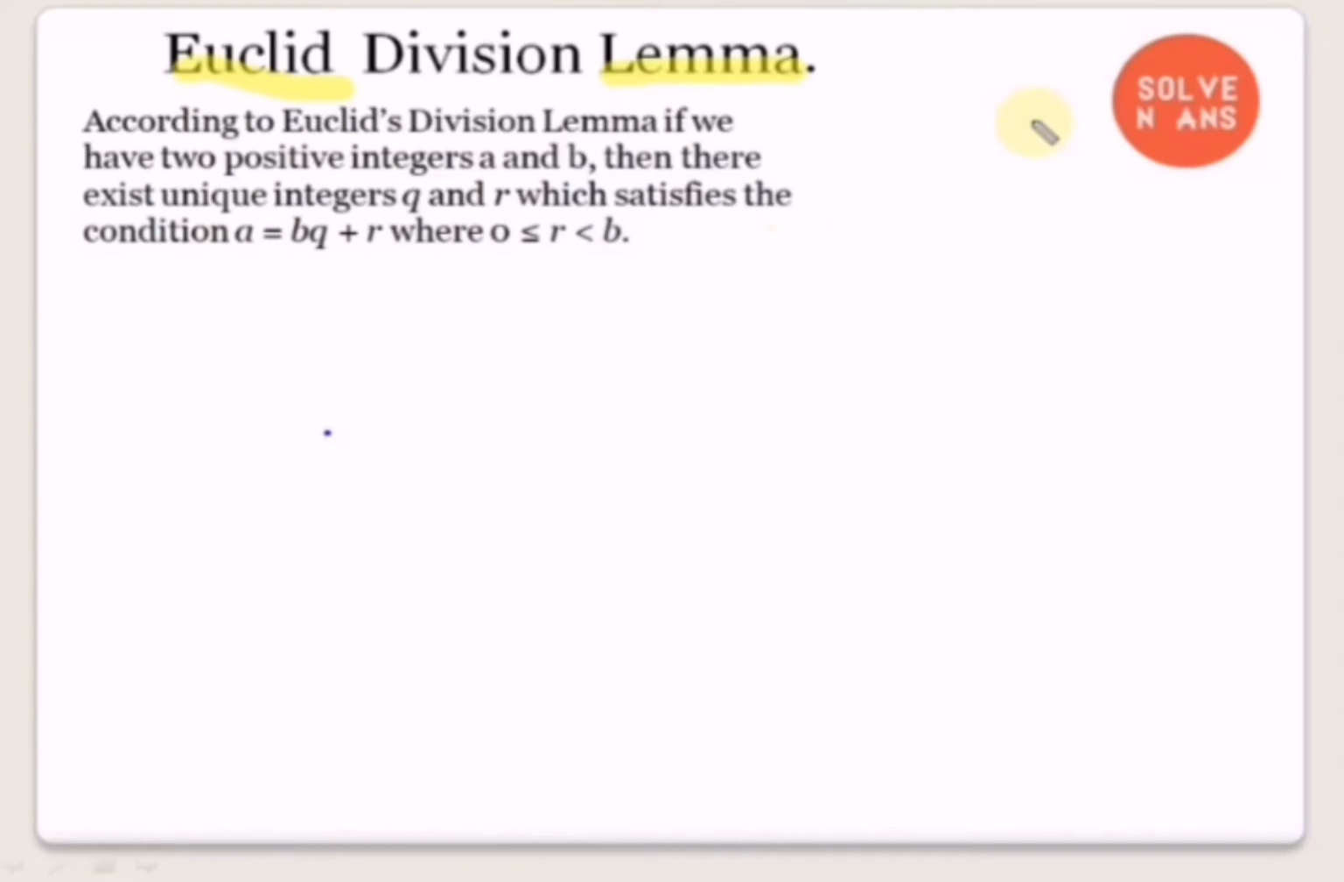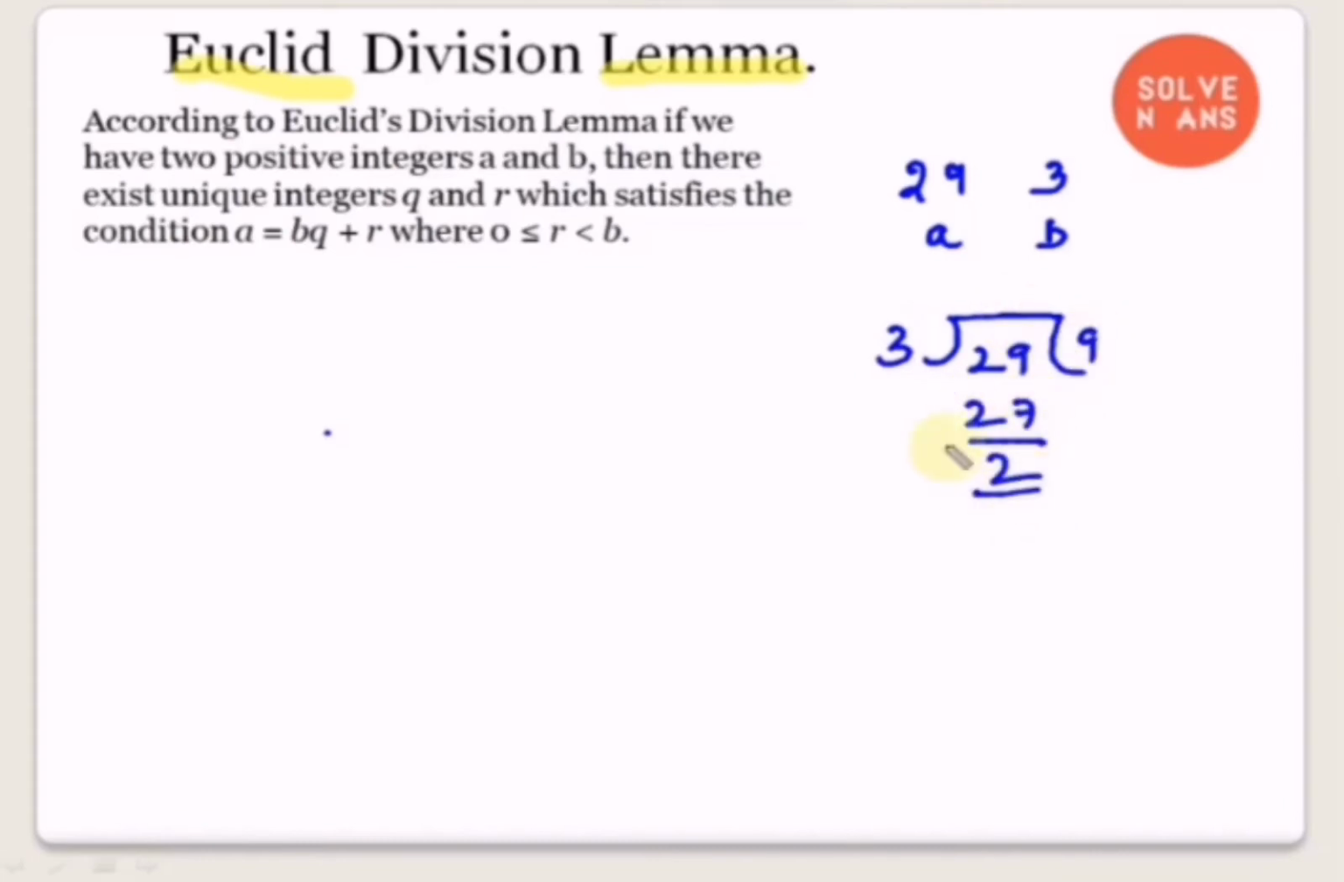Here you have to divide two numbers. Suppose the numbers are 29 and 3, you want to divide them. The greater number you will consider to be a and the smaller one b. Let us divide them. So here this 3 is the divisor, this is the dividend, this is the quotient and this is the remainder.